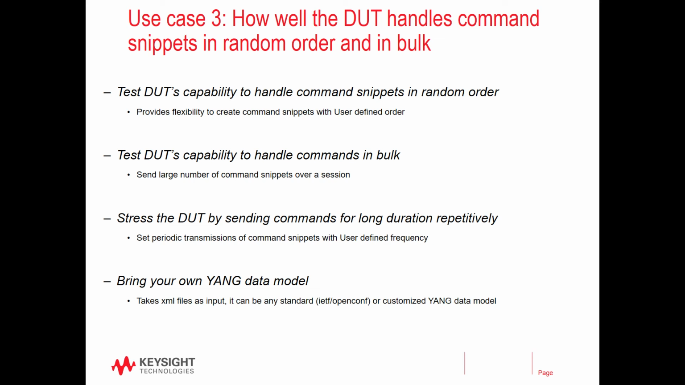We support different kinds of transmission behavior. There is control over that. You can send continuous request messages at a configurable frequency, or you may want to send them just once or twice, so you can control the transmission behavior of the NetConf client. Then stress the DUT by sending commands repetitively for a long duration.